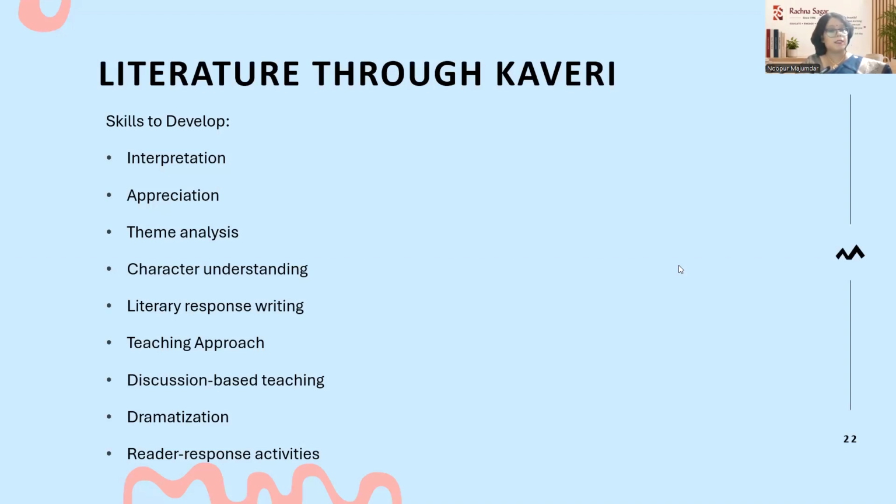Now, theme analysis is there, character understanding. If you go through the central chapter, that is the pot maker, literary response writing, and the teaching approaches. The teaching approach should be discussion based, which is very, very important. Dramatization should be there. One question in the Google form was there for them, dramatization, which I have addressed. So these are the important elements which we need to highlight.